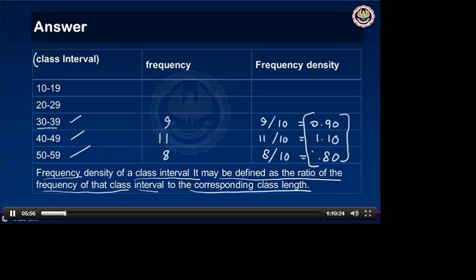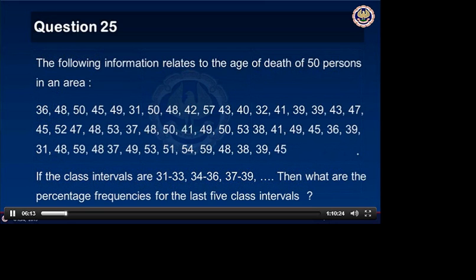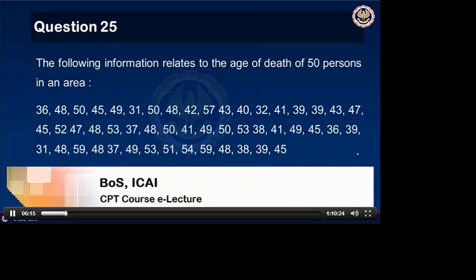The frequency densities for the corresponding class 30-39 is 0.90, and the frequency density for the class interval 40 to 49 is 1.10, and between 50 to 59 it is 0.80. So that solves our question. So let's move on to the next question. So we move on to question number 25.